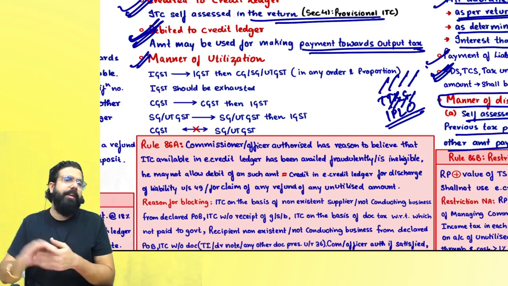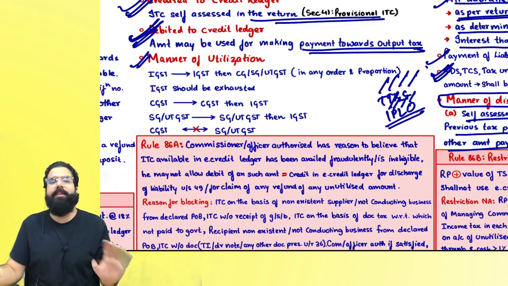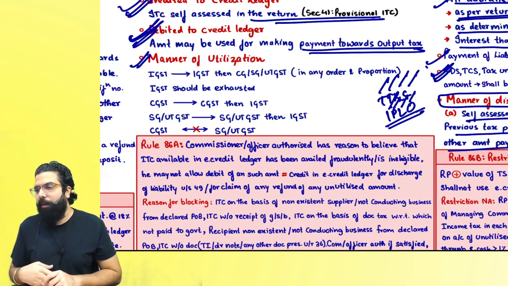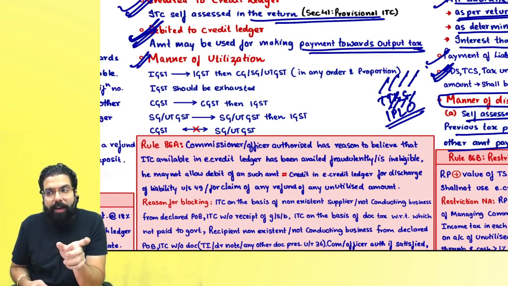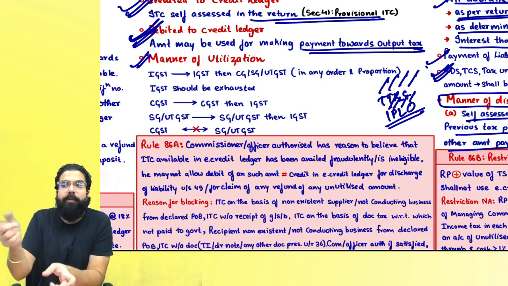IGST should be exhausted first, then you will use CGST for CGST, CGST for IGST, SGST for SGST, SGST for IGST. CGST to SGST or SGST to CGST is never possible. Are we clear, everyone? Always remember, when you are paying your IGST, first pay from CGST, and IGST should then be paid from SGST.